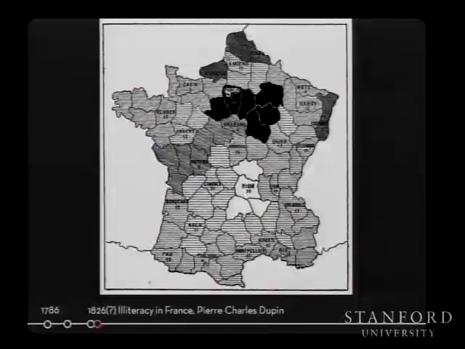At the same time, we start to see other developments in statistical graphical presentation. This is the first modern statistical map, done by the Frenchman Pierre-Charles Dupin. In this case, it shows rates of illiteracy across France. You see that in the region of Paris, literacy was quite high, but as you move away, you see different distributions of literacy, and in the center, a particularly low rate of reading.